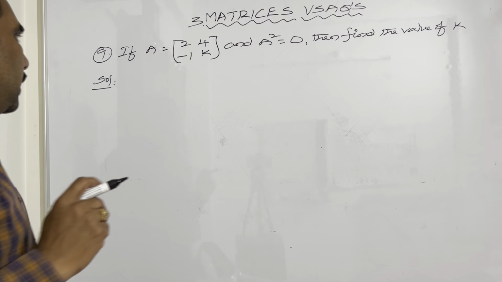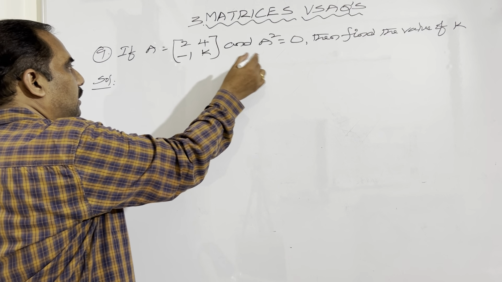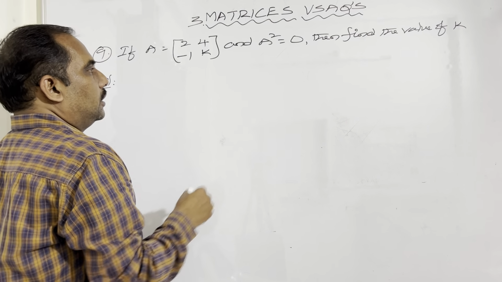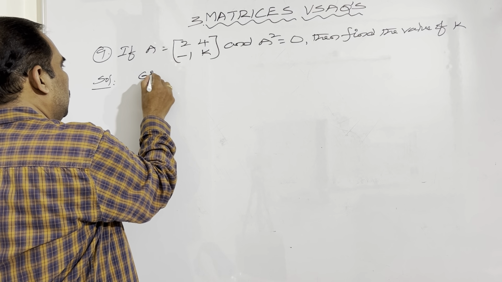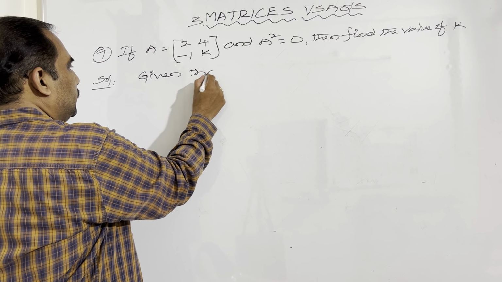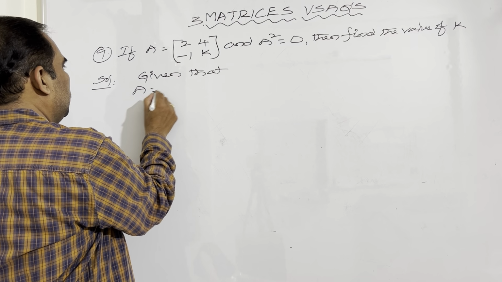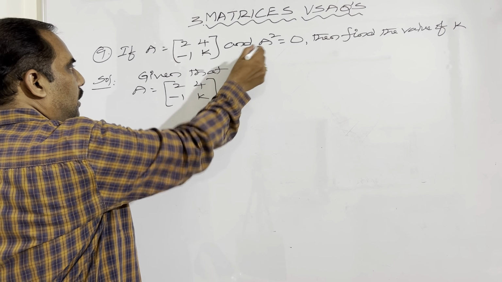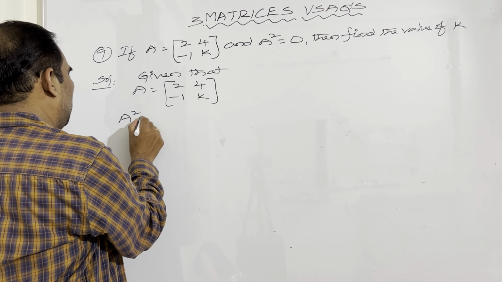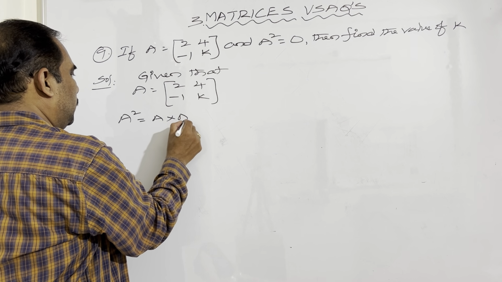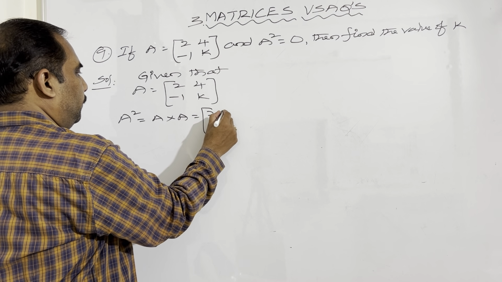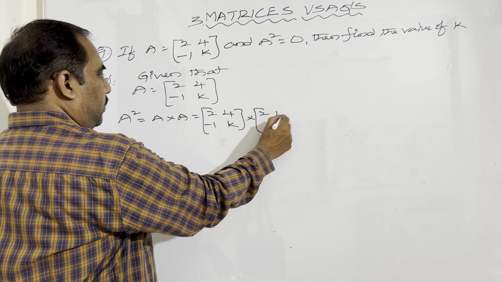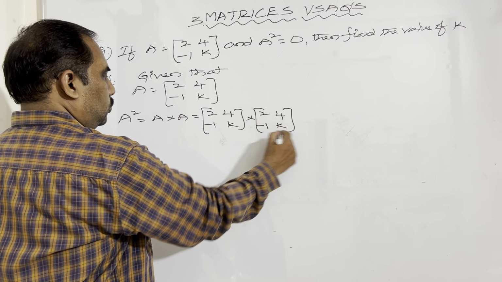So next question, if A is equal to 2 4 minus 1 k and A square is equal to O, that is null matrix, then find the value of k. See here, given that matrix A is equal to 2 4 minus 1 k. So now here, first I am finding A square. A square is equal to A into A, which is equal to 2 4 minus 1 k into again 2 4 minus 1 k. Both are 2 by 2 matrices.